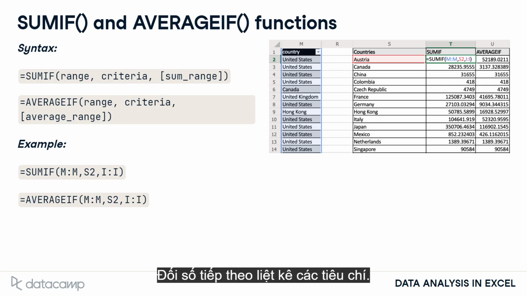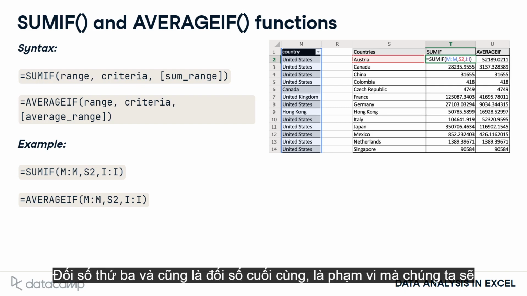The next argument lists the criteria. Here, that is the specific country name from the destination table. For the second row, this is S2 or Austria. The third and last argument is the range on which we will calculate the sum and average, in this case, the USD pledged column I.